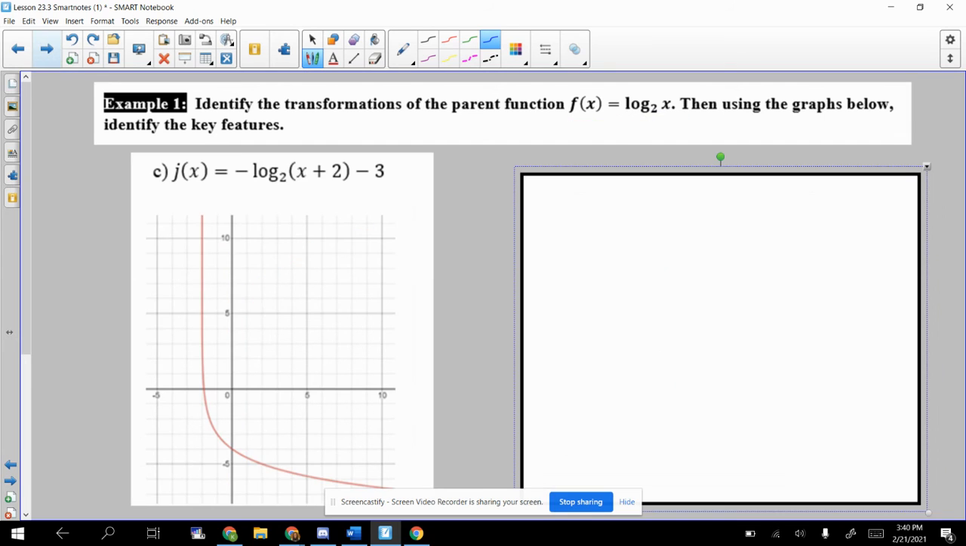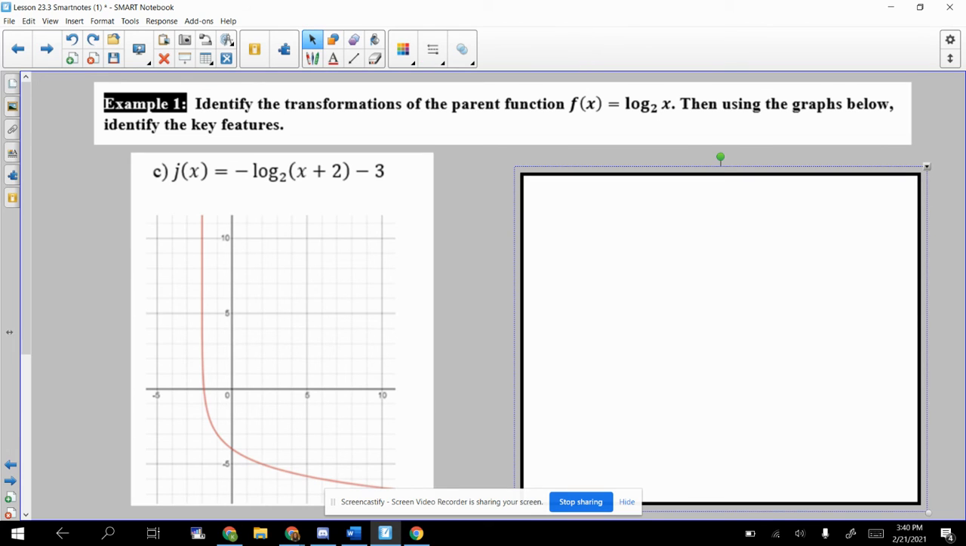All right, so I want you guys to pause the video here and try this next one out. There are a few more transformations on this one, so be careful. List them all out, and then go ahead and answer the questions about where is the asymptote, what is the domain, and what is the range.